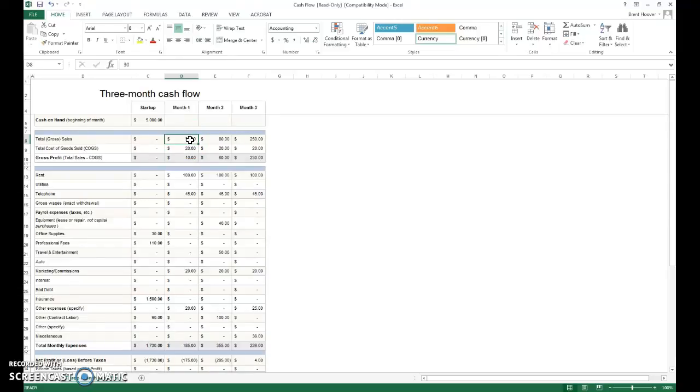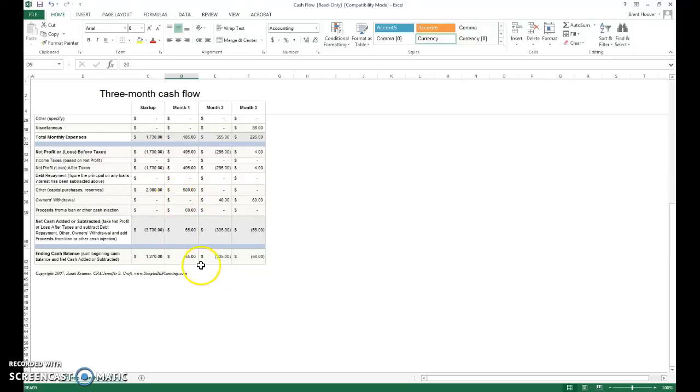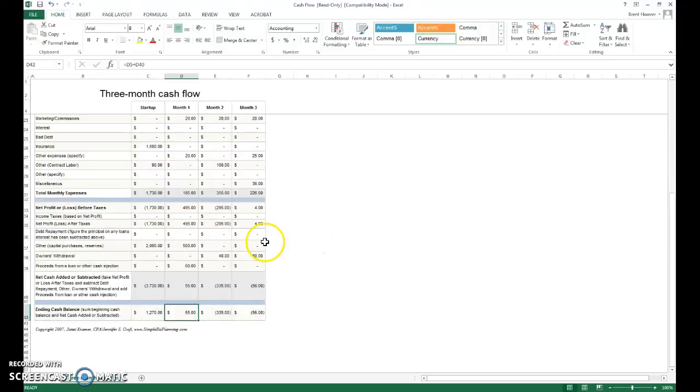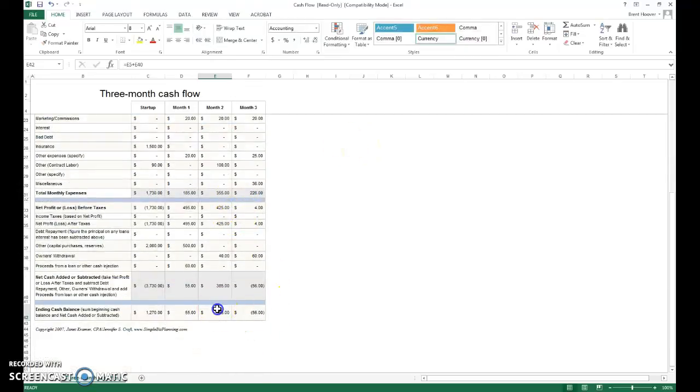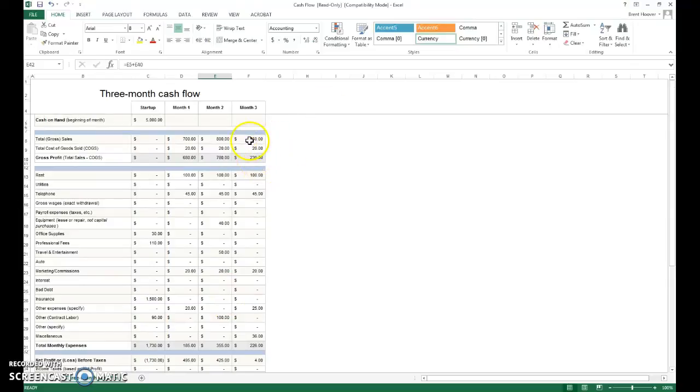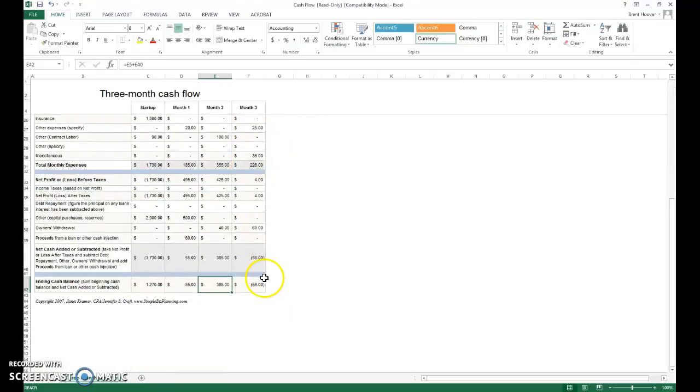Now let's change this to $700. Notice here, it turned positive, 55, right? In this case, let's make this 800. Notice it turns positive. But let's say in this case, we only get $250 in sales for month 3. You would have no cash going into the system for month 4.